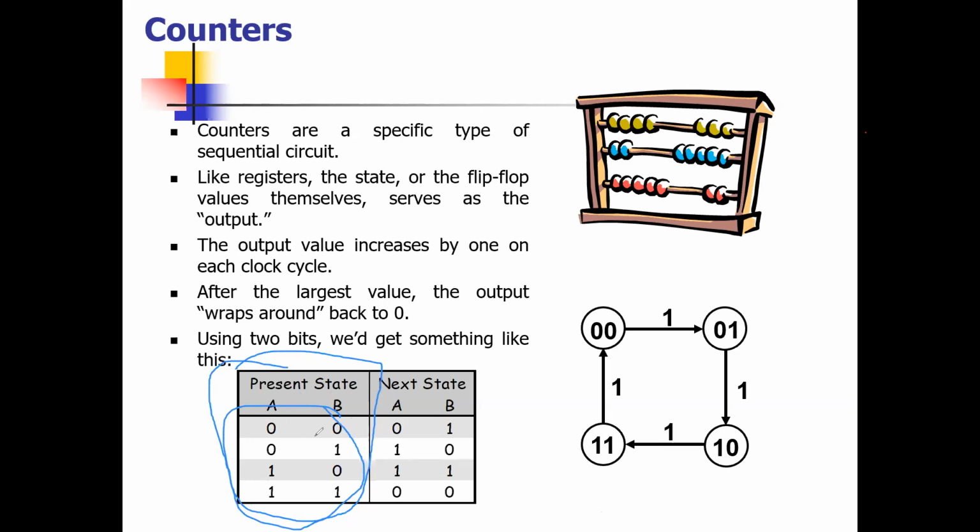Next state will be, look, if the present state is 0 0, what is the next? The next one, 0 1. 0 1, very good. If the present state is 0 1, what is the next? 1 0. If the present is 1 0, what is the next? 1 1. If 1 1 is the present, what is the next? 0 0. This is the state table.